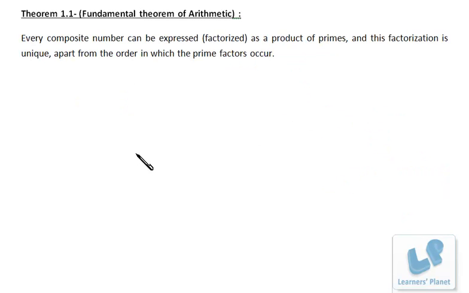Now friends, let's discuss the theorem, that is the fundamental theorem of arithmetic. What it says: every composite number can be expressed, or in fact factorized, as a product of primes, and this factorization is unique apart from the order in which prime factors occur, right? That means precisely we can say every composite number can be expressed as a product of primes. Suppose I have an example, maybe number 6, right? Now we can express number 6 as 2 into 3, right? Where 2 is a prime number and 3 is a prime number.